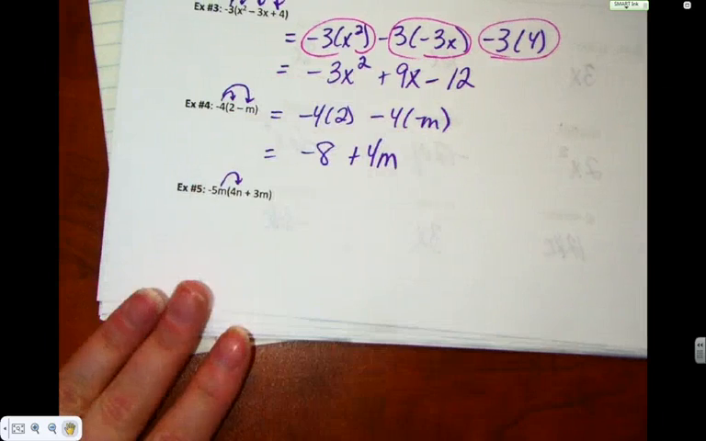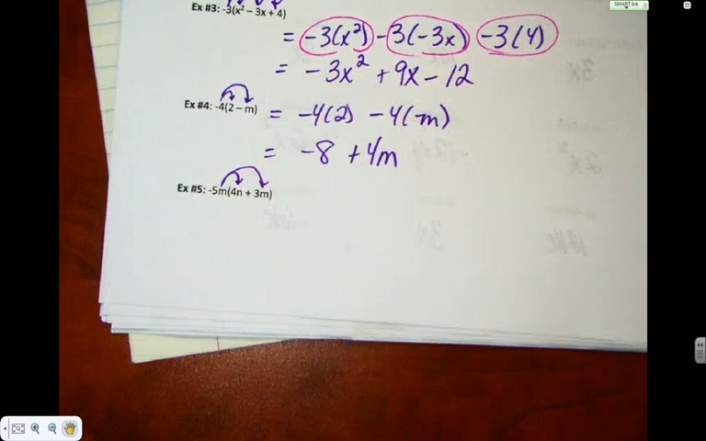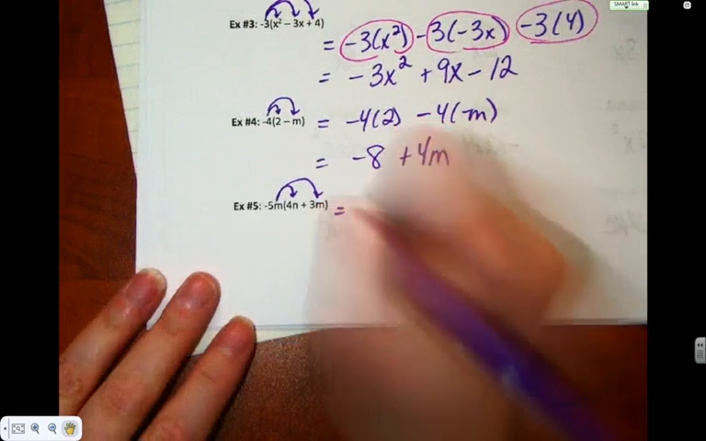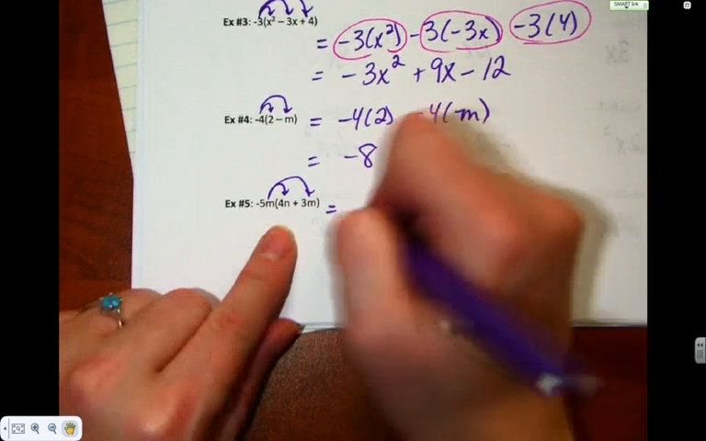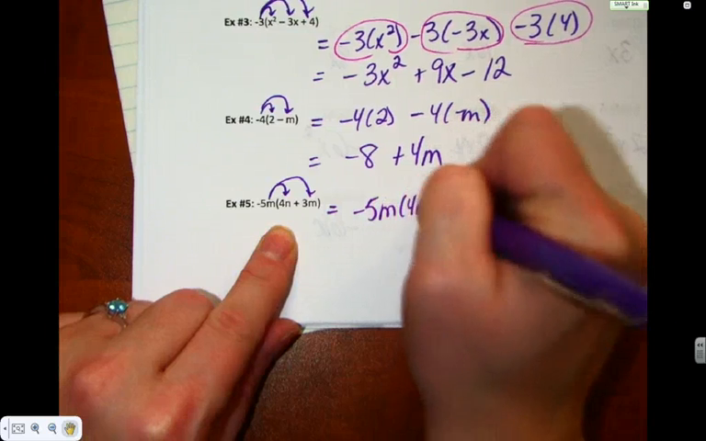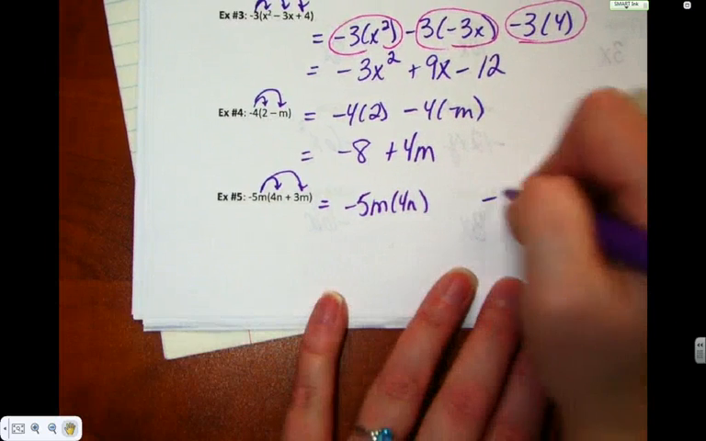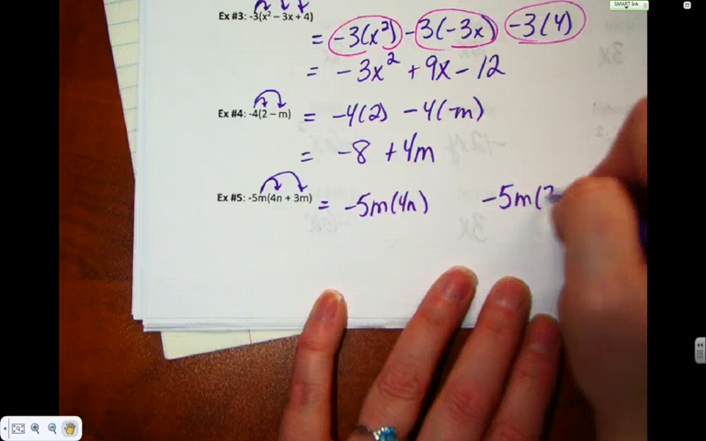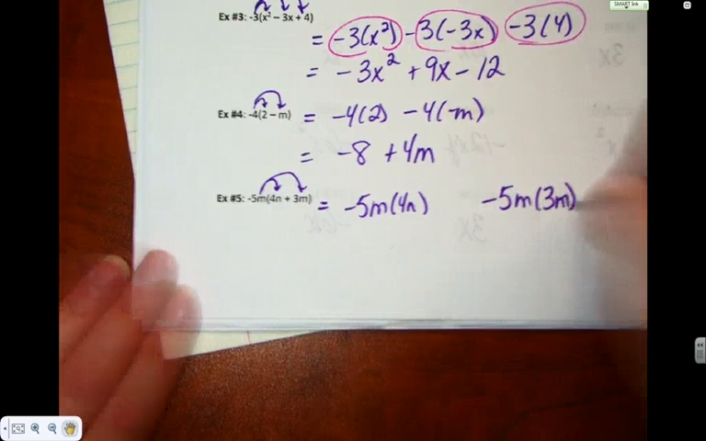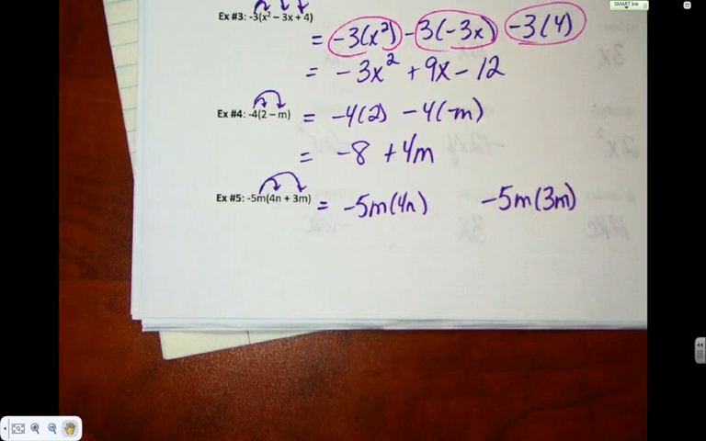Negative 5m is going to go to 4n. Negative 5m is going to go to 3m, sorry. Again, if your brain wants to write this out as 2 separate questions, sometimes putting a gap helps your brain to see what's going on. So you can always write it as 2 different questions and put a space in between.